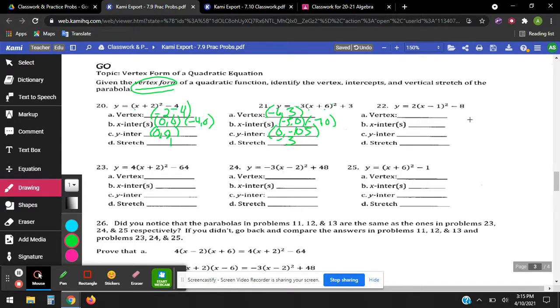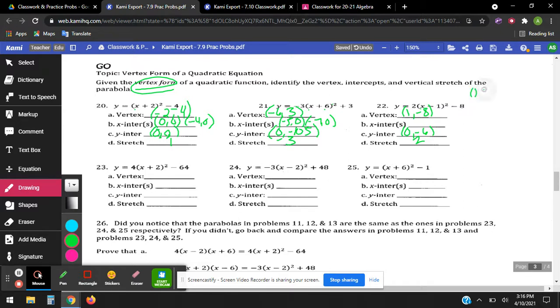Okay, so here, vertex is 1, comma, negative 8. Our y-intercept is negative 1 squared, which is 1. 1 times 2 is 2. 2 minus 8 is negative 6. And our stretch is 2. Let's work out our other ones. We'll do it up here since we got space on this one.